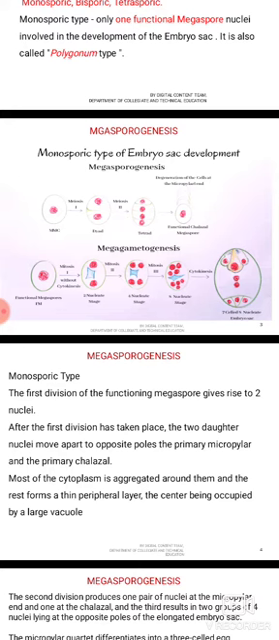After the first division, the two daughter nuclei move apart to the opposite poles, the primary micropylar and the primary chalazal region. Most of the cytoplasm is aggregated around them and the rest forms a thin peripheral layer, the center being occupied by a big vacuole.